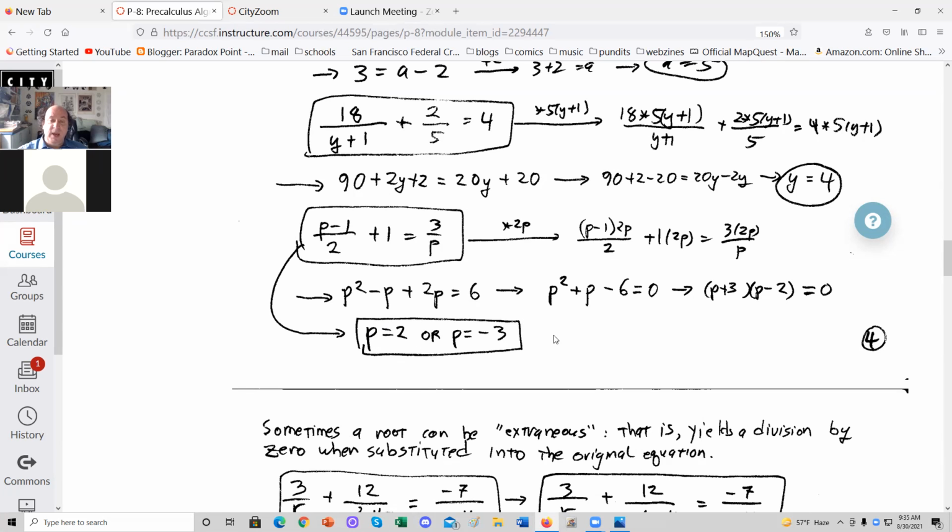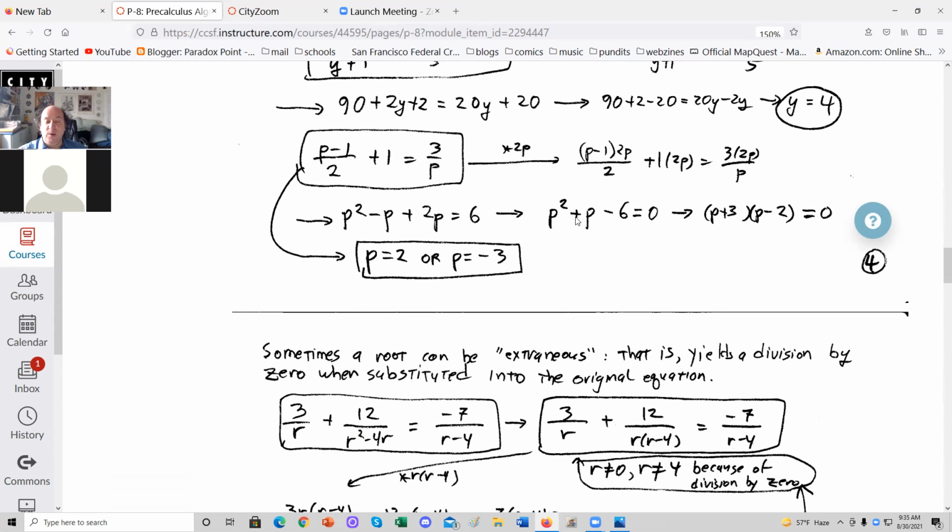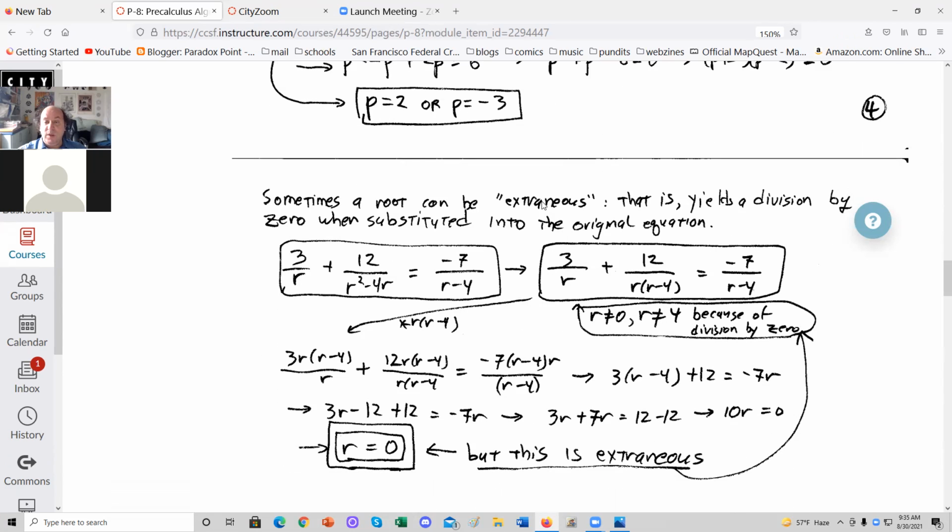Now, there's a complication. Up here, we had divided by y plus 1. If you plug in 2 or negative 3 in there, there's no problem. But if we had gotten the solution of y equals negative 1, then we'd be dividing by 0 here, and that's not allowed. Things go wrong. So for these rational equations, you have to check to see if all the solutions actually make sense, that they don't involve division by 0. When it does, such a root is called extraneous, and you want to throw it out.